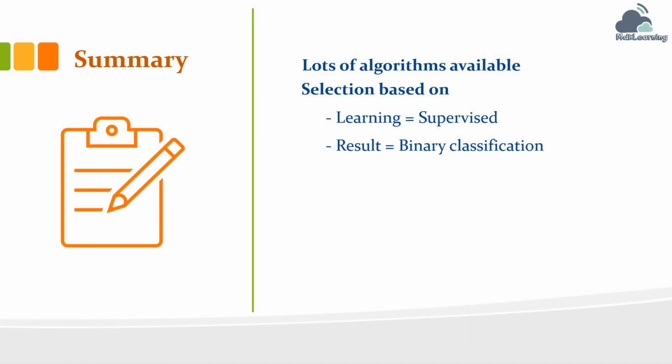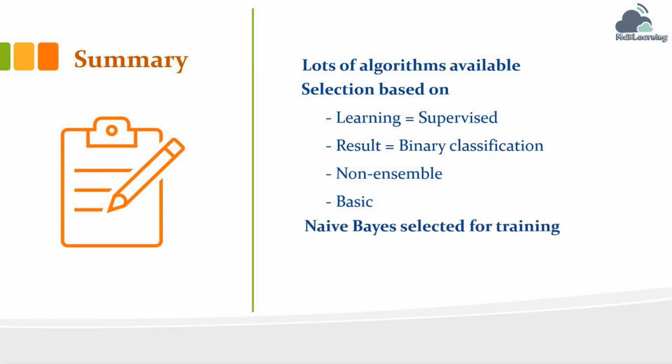Since this is initial algorithm training and evaluation, we also eliminated all ensemble algorithms that combine multiple algorithms. We also decided that for initial training, we only wanted basic versions of the algorithms. After evaluating the basic algorithms, we selected Naive Bayes as our initial algorithm because it is fast, simple, and stable. In the next sections, we will train this algorithm and see how well it can predict if a person is likely to develop diabetes.